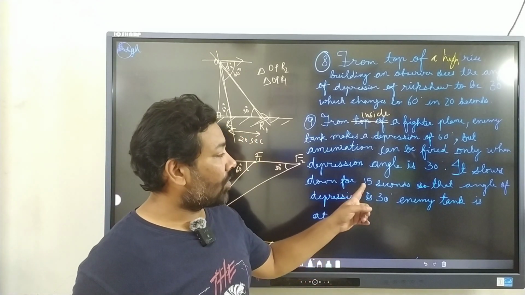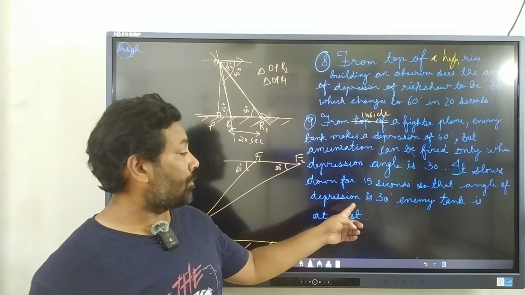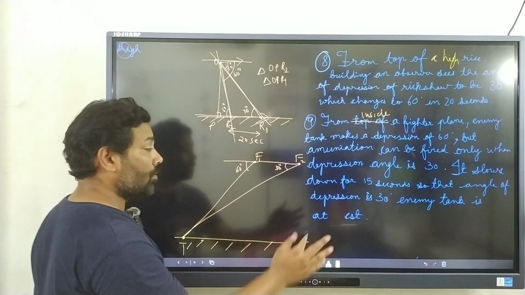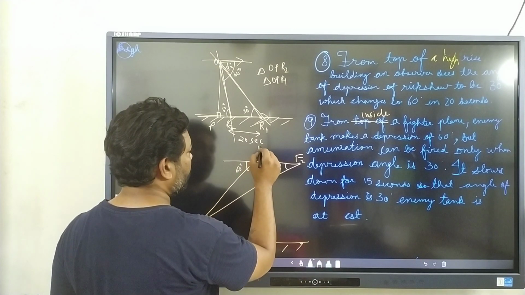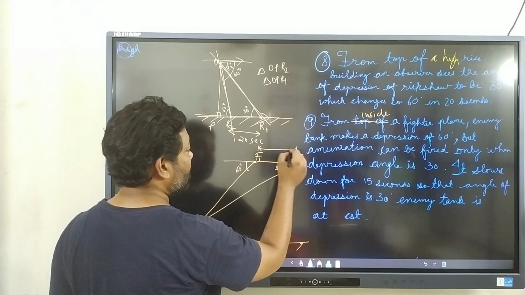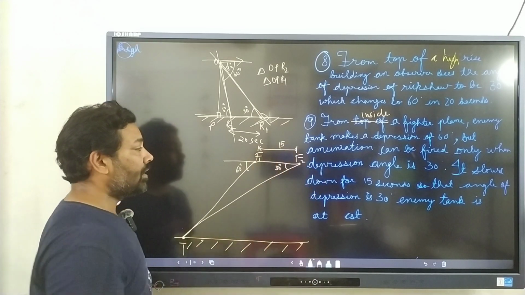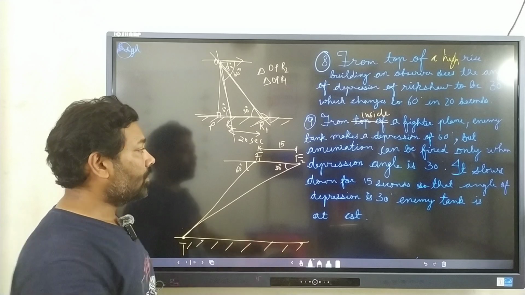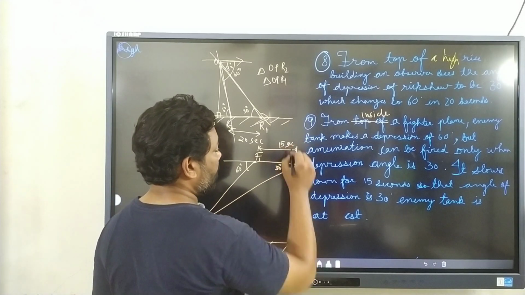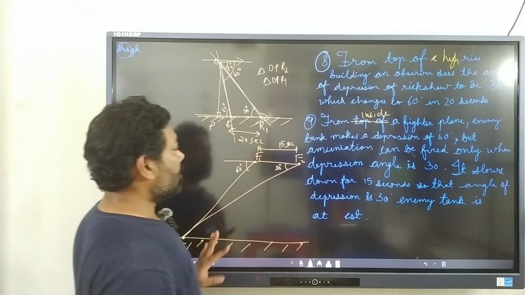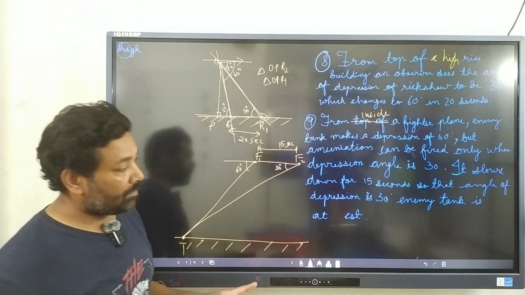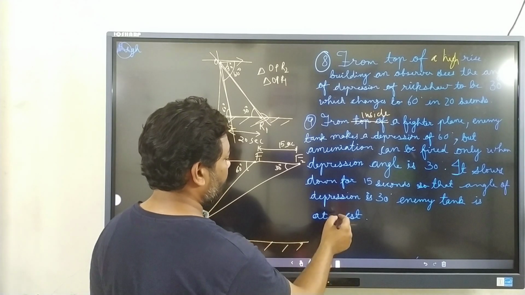It slows down for 15 seconds so that the angle of depression is 30 degrees. So "slows down" does not hold any importance here. The important thing is 15 seconds. The plane has traveled from F1 to F2 in 15 seconds. So this is the situation, right? Enemy tank is at maybe the target.